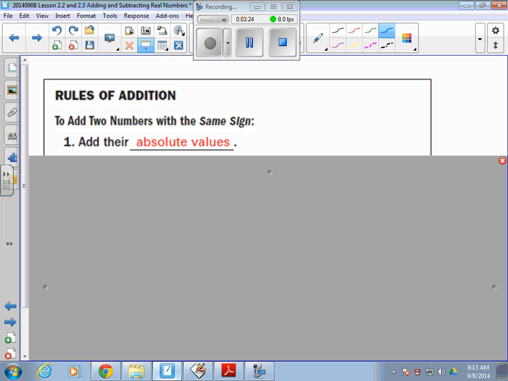Here are your rules of addition. To add two numbers with the same sign, so you have positive plus positive or negative plus negative, you add the absolute values. Remember, absolute value is a distance away from 0. So if we had 2 plus 3, you would add the absolute value of 2, which is 2, and the absolute value of 3, which is 3. It seems ridiculous to do that because you're adding more work to it.